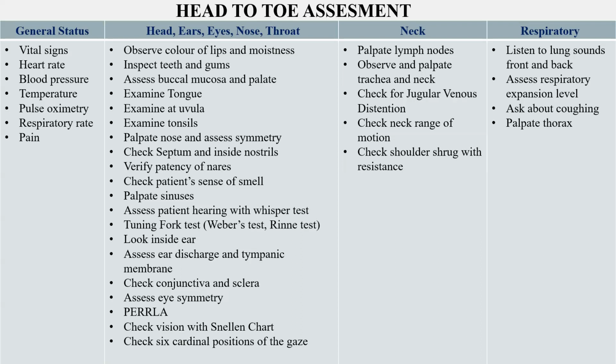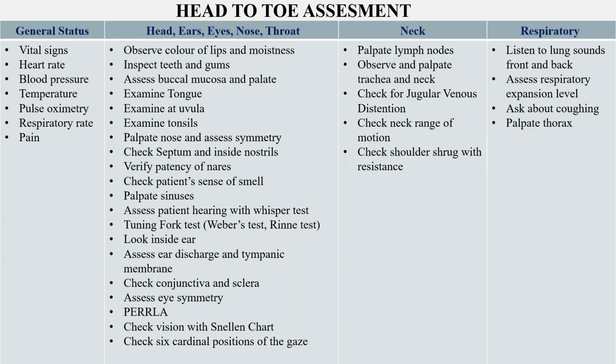You check for hearing loss by doing the Weber's test and the Rinne's test. Look inside the ear and assess for any ear discharge and the tympanic membrane. Check the conjunctiva and the sclera. Assess eye symmetry, PERRLA, which depicts the pupils are equal, round, reactive to light, and accommodation, in order to ascertain that the patient has good vision. Check the vision using a Snellen's chart.